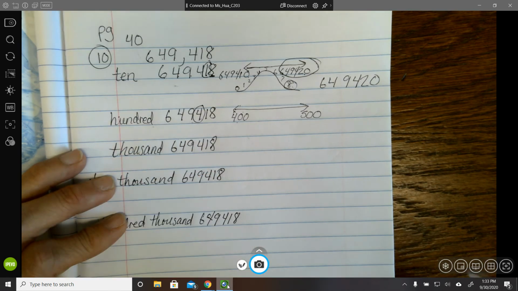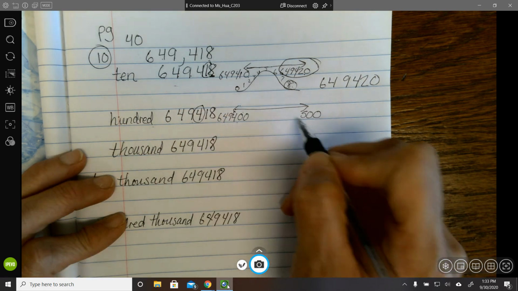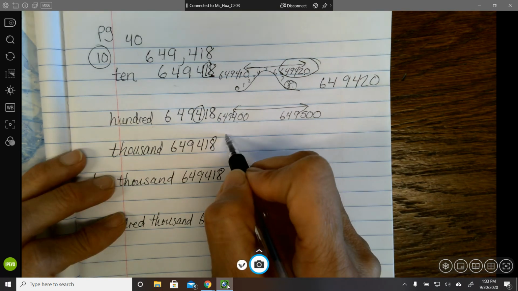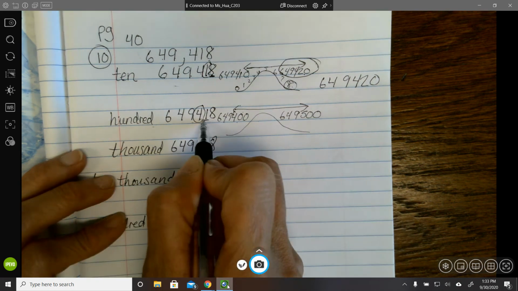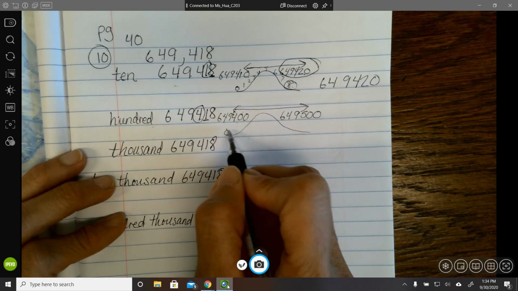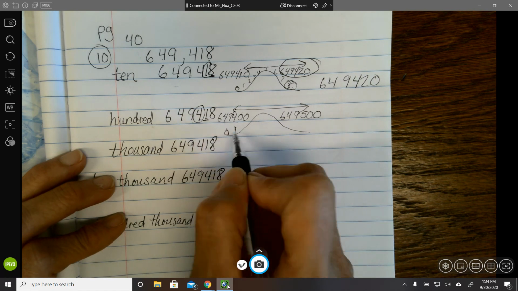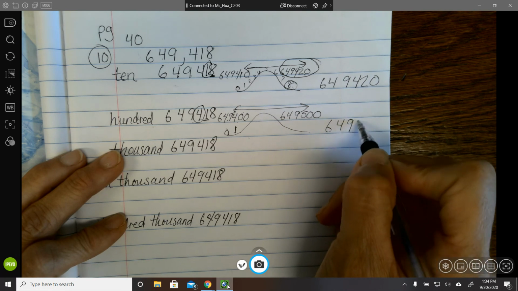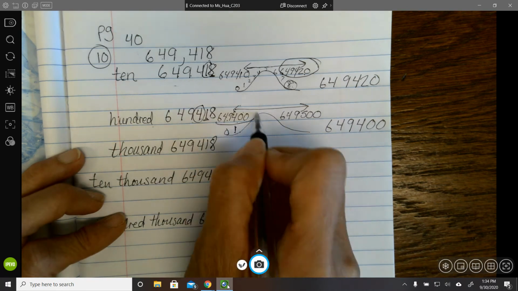I am missing 649,000. So I'm going to write down 649 in front. After that, step 3, I'm going to draw my bell curve over here. And I'm focusing on the number to its right, which is the 1. I have to figure out where that 1 is. Is it 0, 1? Right there. So therefore, the 1 is over here. The answer is going to be 649,400 for the second one. Okay?